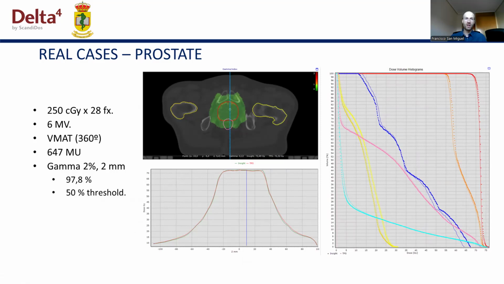As this is the standard in our routine clinical practice, real cases are analyzed using a gamma criterion of 2% of the prescription dose and 2 millimeter with a 50% dose threshold. In this case, the result was 97.8%. As can be observed in the dose volume histogram, there are slight dose discrepancies, but overall the results are very similar.